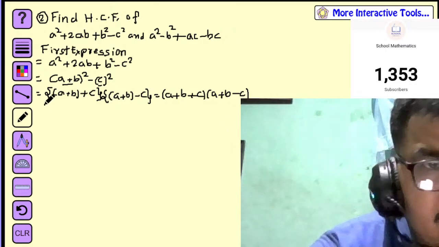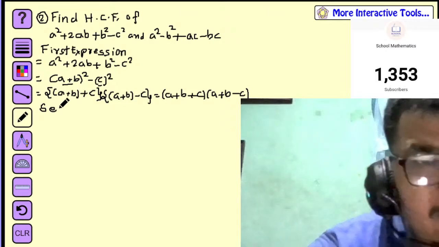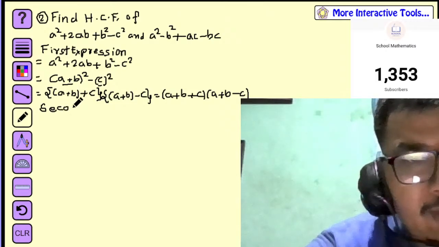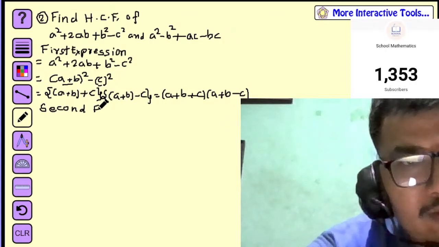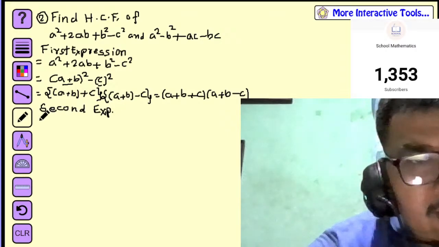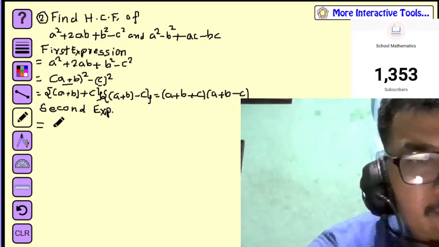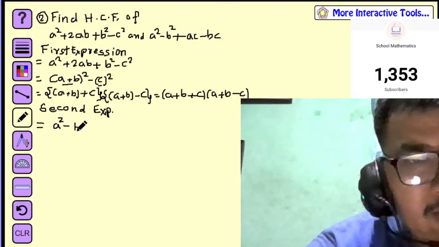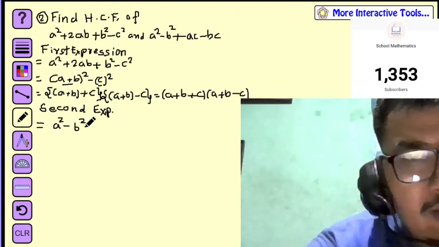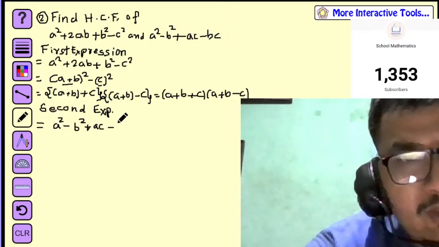Now let's do the second expression. What is the second expression given? You can write exp also shortly. The second expression is a square minus b square, right, and the next term, the third term, is ac, okay, and the fourth term is bc. There are four terms.